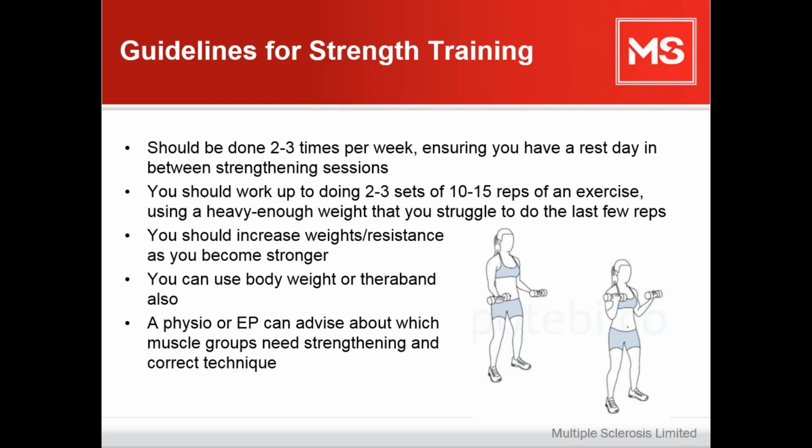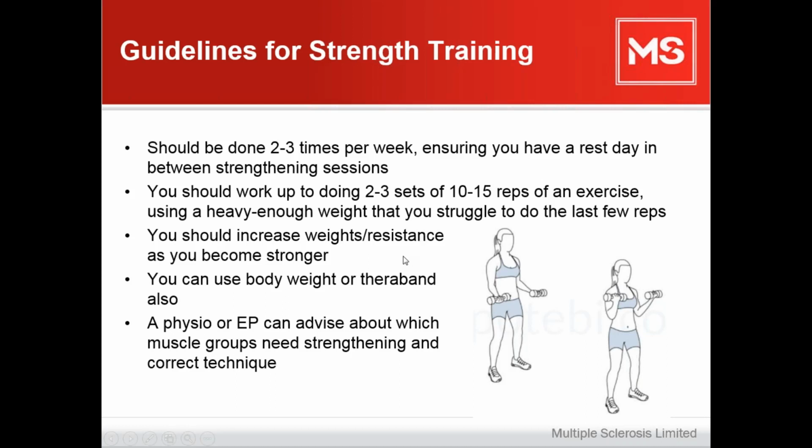So as you can see in the picture, the girl's doing bicep curls. So the idea is, for example, she might be doing 3 lots of 10 reps. So she does 10 repetitions, has a rest, another 10, has a rest, and another 10. And at the last set of 10, she should really be struggling to complete all 10, and that means that the muscles are going to change and get stronger.